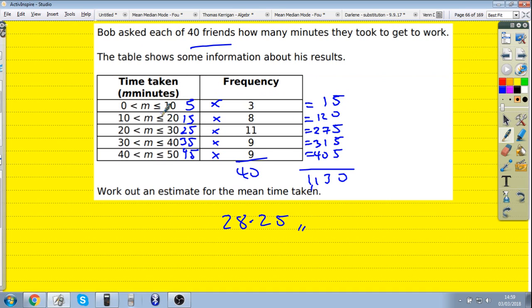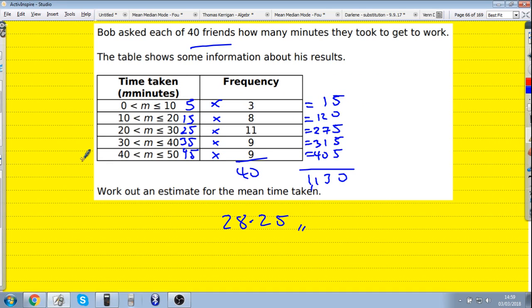What about if you've got this thing? So we find the middle, and then we times the middle by the frequency, and then divide that answer by the number of friends, which would be 40. Yeah, and so it's the exact same as the previous one. It's just that you are using the middle value. Why is it an estimate?